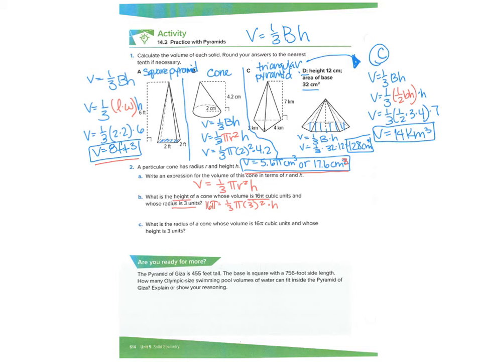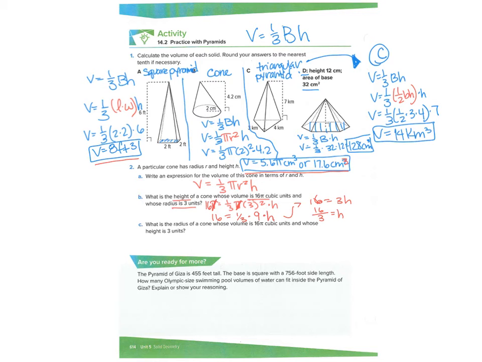So the first thing I would do is divide both sides by pi. When I divide both sides by pi, it cancels. On my left side, I have 16 equals 1/3 times 3 squared, which is 9, times h. 1/3 times 9 is 3. So I've got 16 equals 3h. Divide both sides by 3. I get 16 over 3 equals the height.